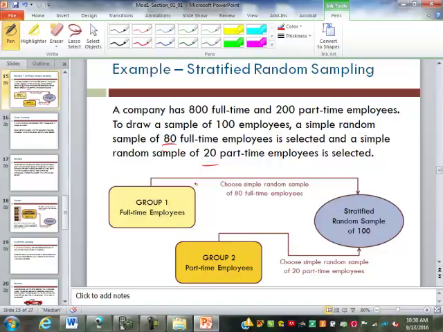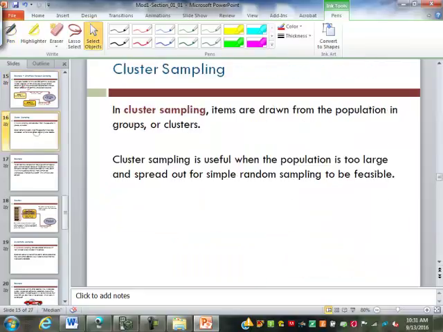Now, it's random because each member of the employee group has the same chance of being selected. But it's not simply random because each group of 100 employees does not have the same chance. If it was simply random, there would be a possibility of getting all 100 of that sample out of full-time employees. But the stratified sample eliminates that. And in this case, I would say this random method is better than a simple random method.